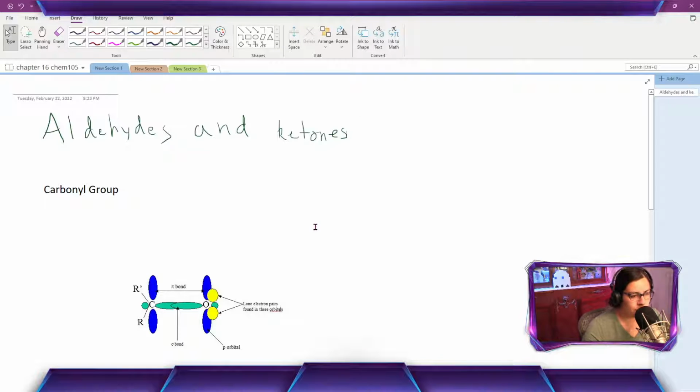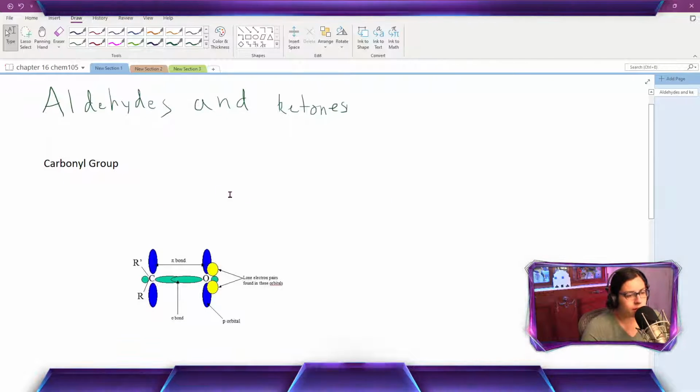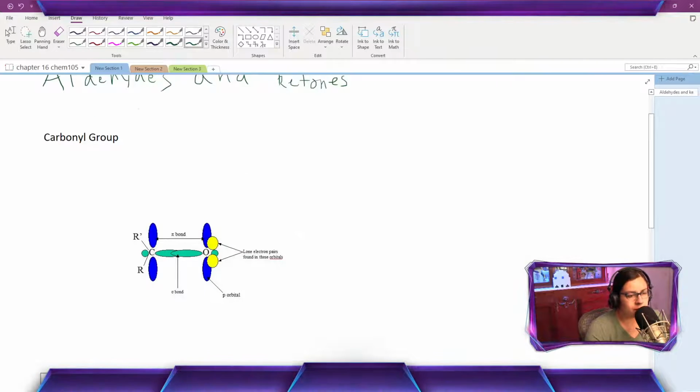All right, so let's first start with what we're looking at. So we're looking at roughly this carbonyl group here. So I'm just going to... Oh, that's why I'm struggling so much with my Wacom. Give me a second here. There we go. That's better.